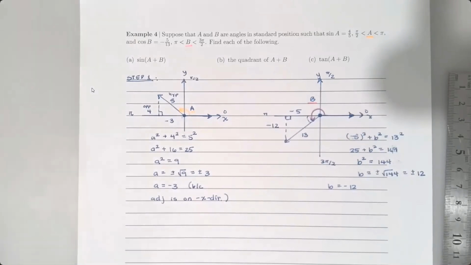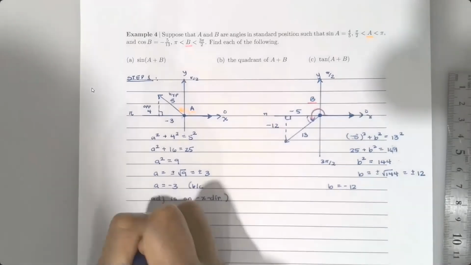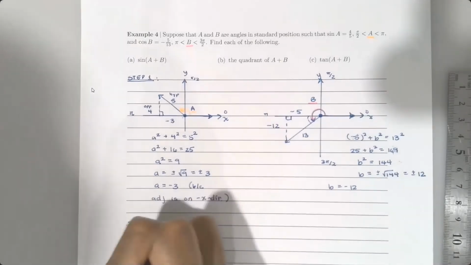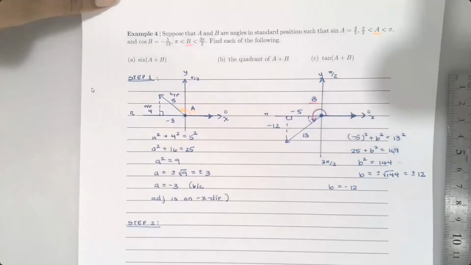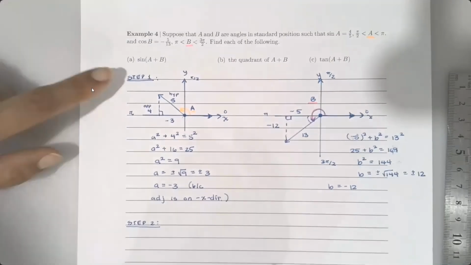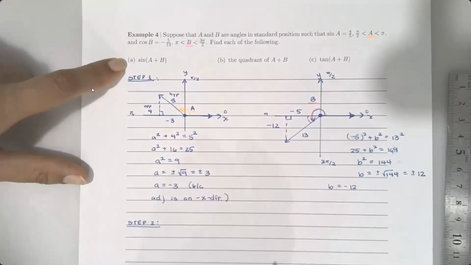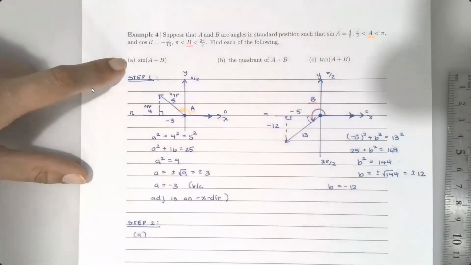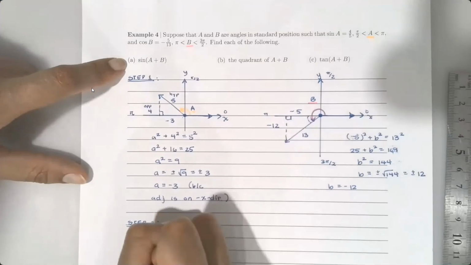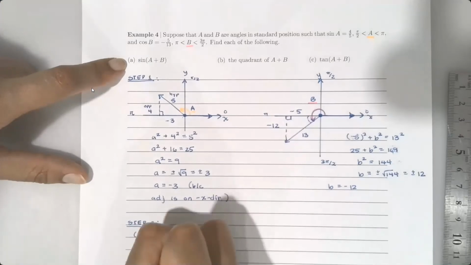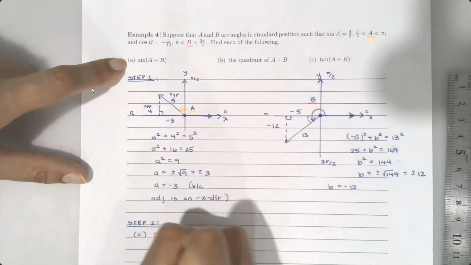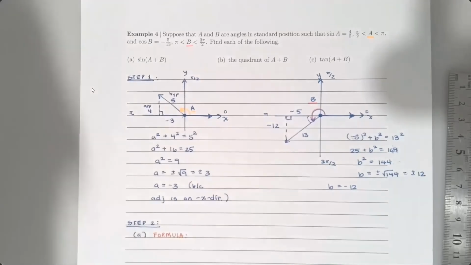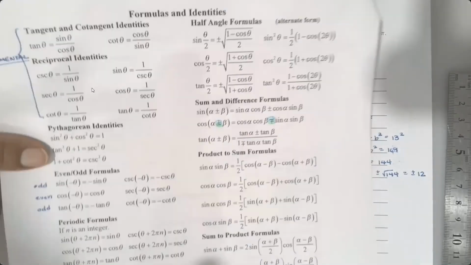Now for the next step, we're going to identify which formulas are necessary. Now part A has sine of a plus b. Okay, so for part A, we're going to be taking a look at a sum and difference formula as well, but it's going to be for sine. Okay, so let's go back to the sum and difference formulas.